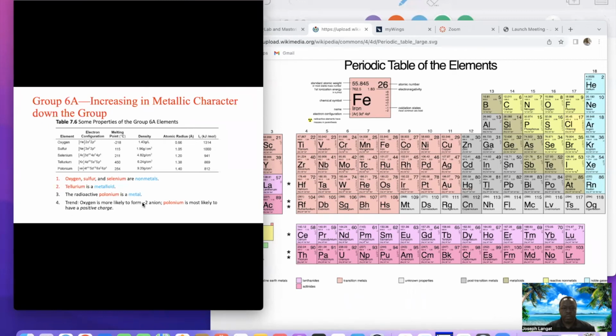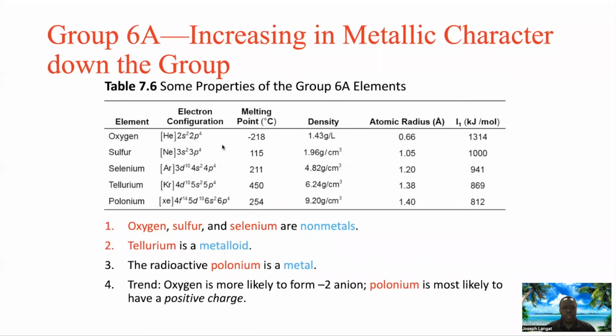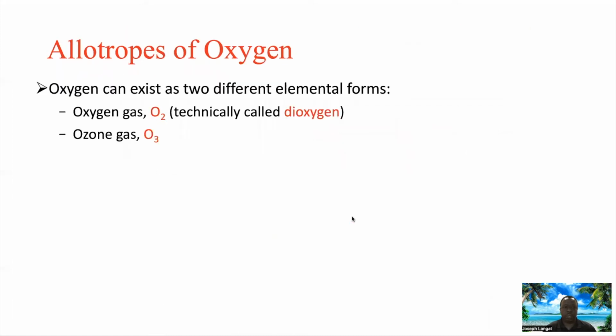Oxygen is more likely to form negative 2. Polonium is most likely to form a positive charge. It's radioactive, and you'll never really get to see that. Get to know the electron configuration. The melting point increases down the group, just like the previous 2 groups, and their densities also keep on increasing. First ionization energy is higher than group 1 or group 2, but it's small. You have also to look at that.